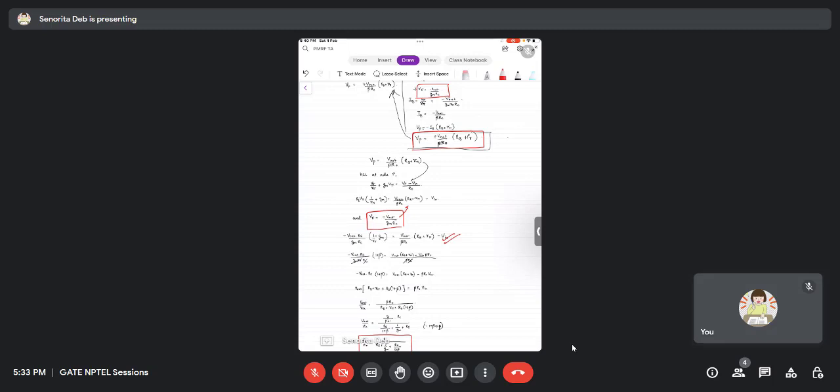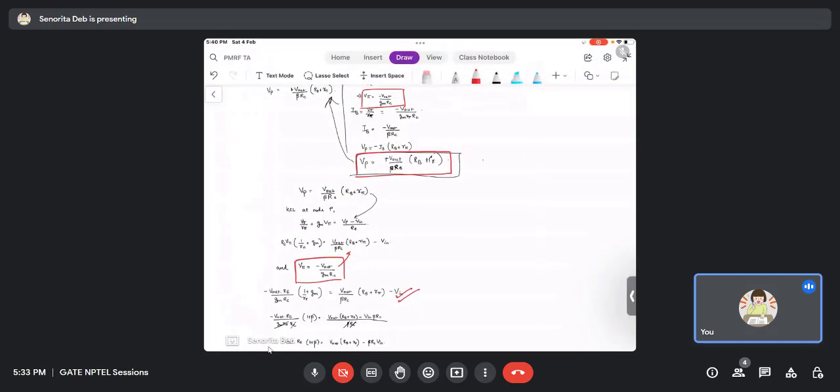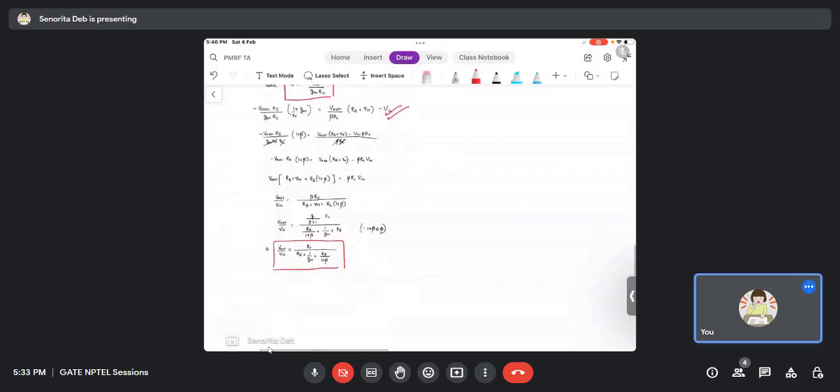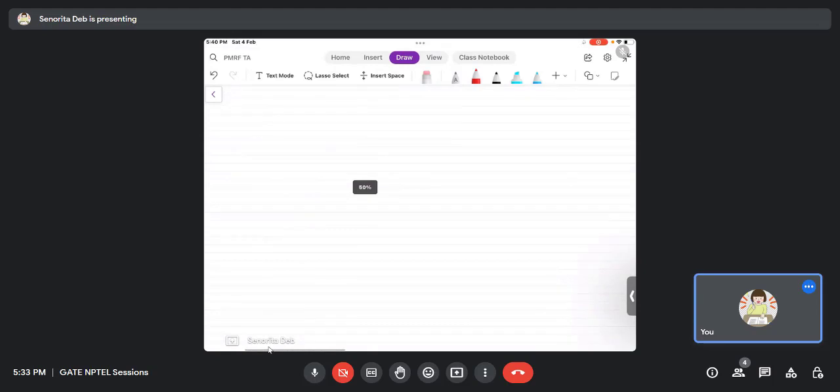Okay, so now let us see what will be the input impedance in the presence of RB, and that is an interesting result. Sorry, I was on mute. Okay, so let us derive that.